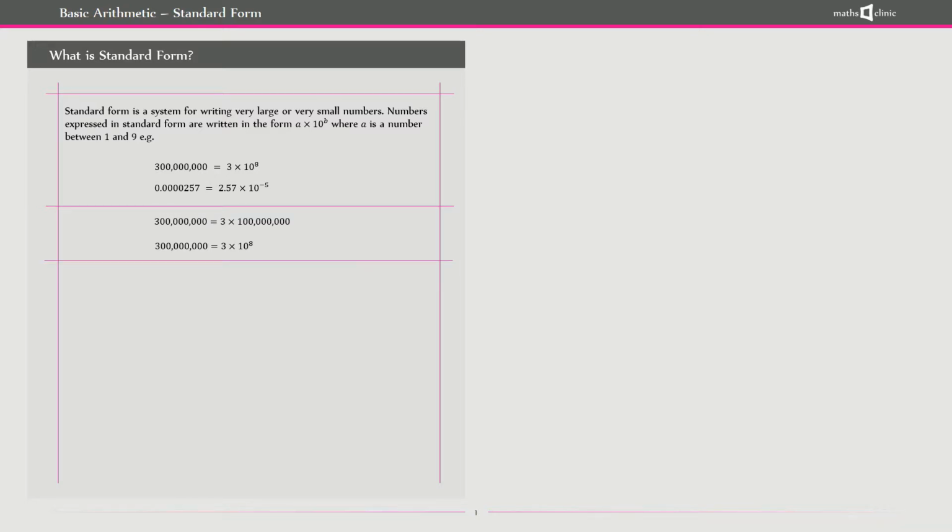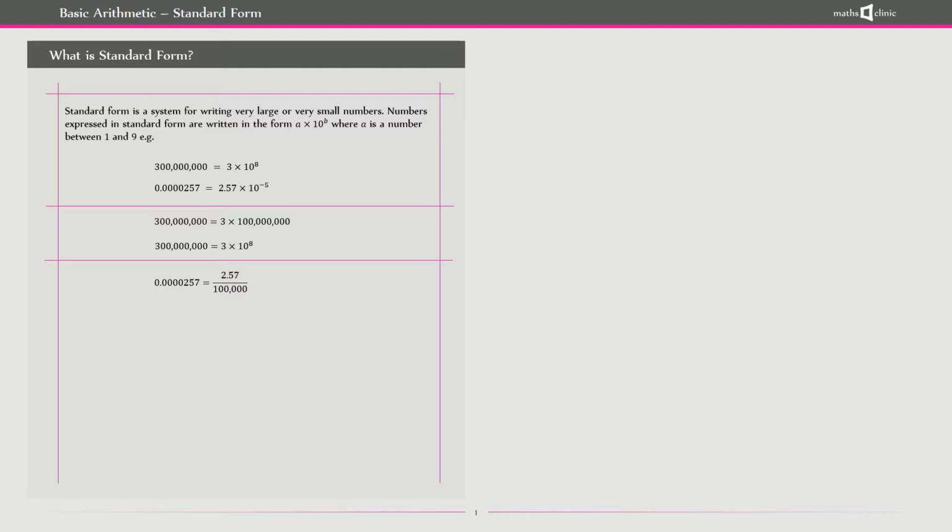What about the second one? How did we arrive at 2.57 times 10 to the power of minus 5? Now, we had a decimal, 0.0000257, and we want to express this in standard form. So the first thing we need to do is identify the standard number. Let's just call it that, the standard number.